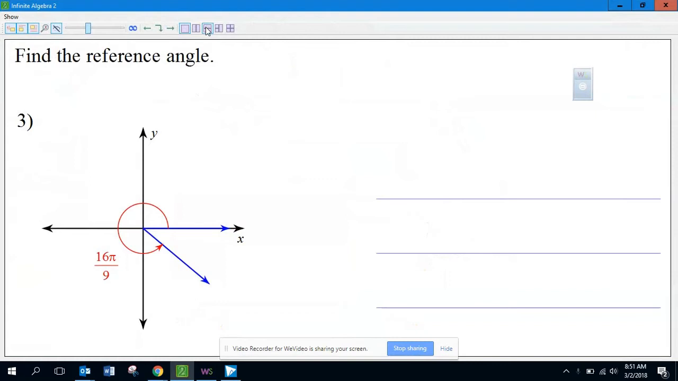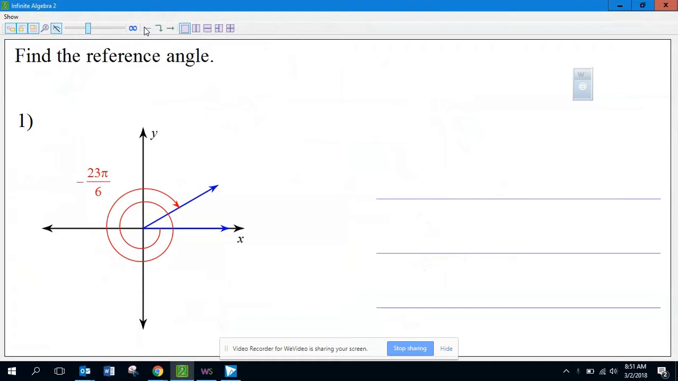Okay, so today we're going to be looking at practicing reference angles and finding the basic trig functions for them. The definition of a reference angle is the angle made with the terminal side and the x-axis.